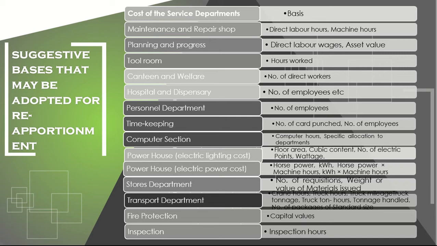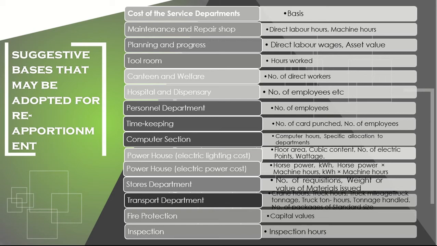8. Computer section: computer hours, specific allocation to departments. 9. Powerhouse, electric lighting cost: floor area, cubic content, number of electric points, wattage. 10. Powerhouse, electric power cost: horsepower, kilowatt hour, horsepower times machine hours, kilowatt hour times machine hours.